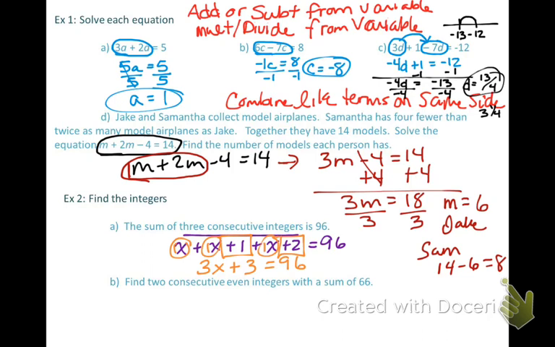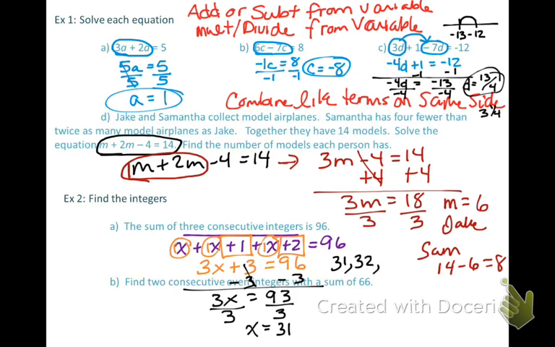Now we're on a two-step equation. So I'm going to subtract 3 from both sides. So it's 3x equals 93. And I divide by 3. So x equals 31. So that's my first number, 31. But there's 3 consecutive numbers. So 31. The next number after 31 happens to be 32. And the next number after that is 33. So we have our 3 consecutive numbers right there.